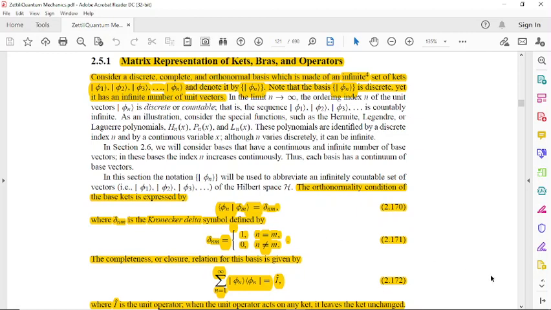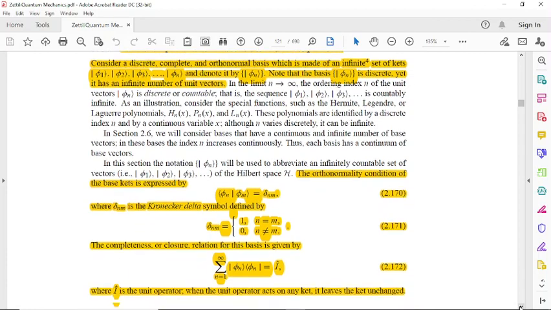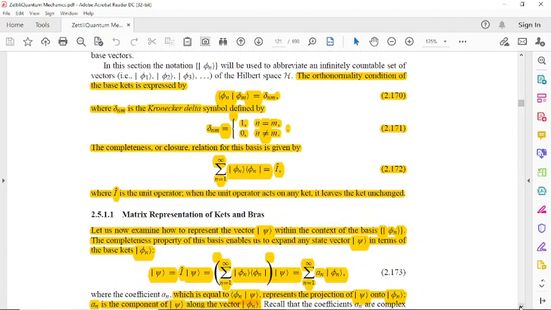Then the completeness or closure relation. This is a very important relation. The completeness relation for the basis is given as summation n equal to 1 to infinity ket phi n bra phi n is equal to I. That means this is a unit operator. I is the unit operator. When the unit operator acts on any ket, it leaves the ket unchanged.